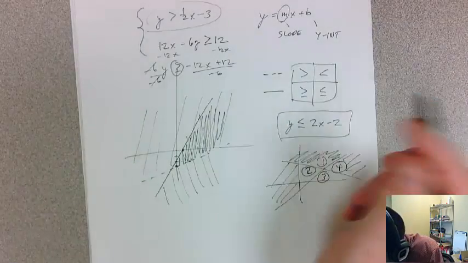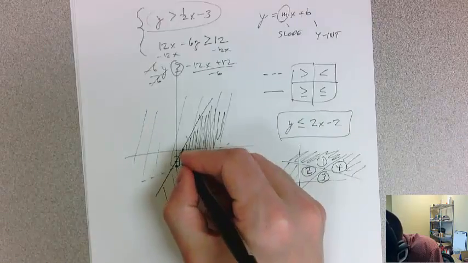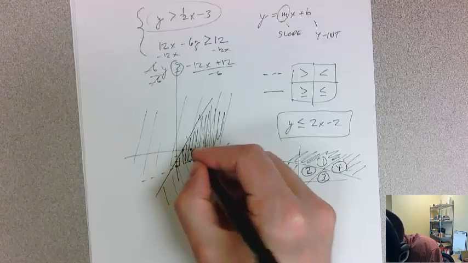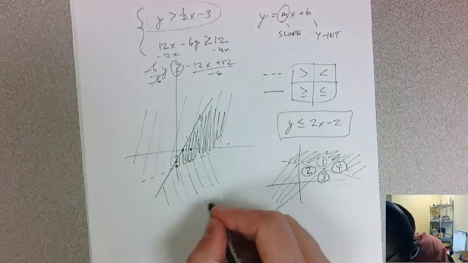So let me go ahead and check a solution here. How about this is 1, right? Because I went up 2 over 1. So let's look at this point right here. It is 2 in the x and 0 in the y.